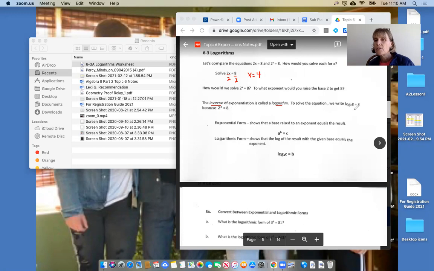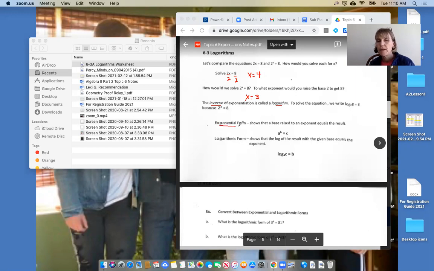So to solve the equation, we write it out in a log form. We can say log base 2 of 8 equals 3 is the same as, written in exponential form, 2 to the third power equals 8. So in this case, to solve this, 2 raised to what power equals 8? We would say, in this case, x equals 3. But I have to use a logarithm, or I have to use the inverse operation in order to solve that. So we have two forms.